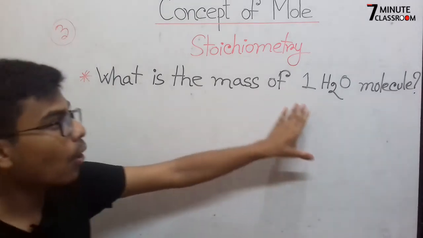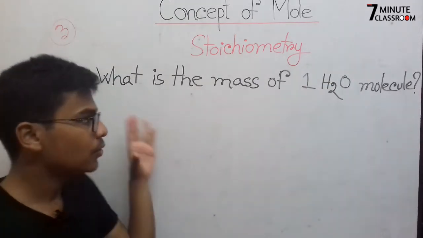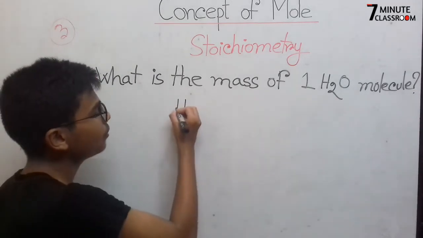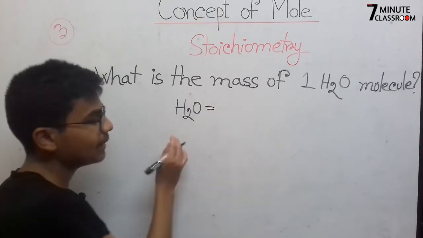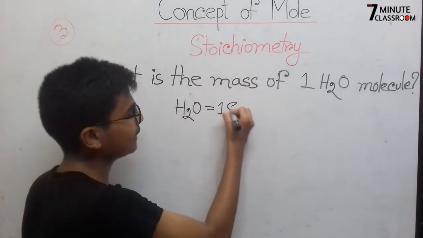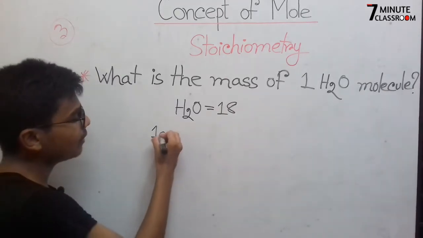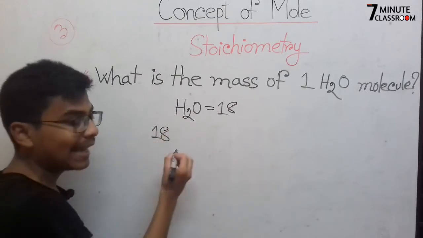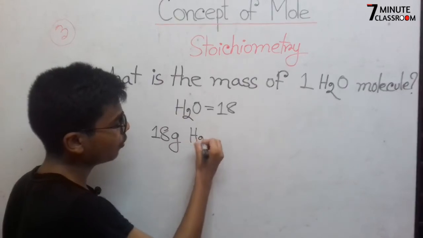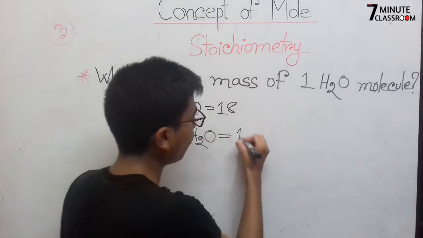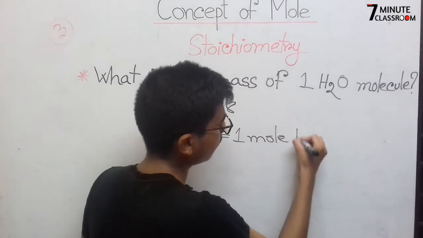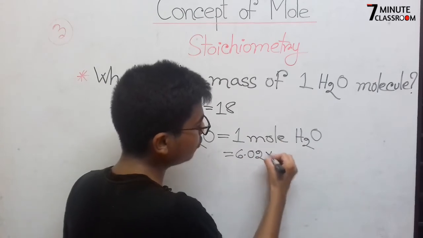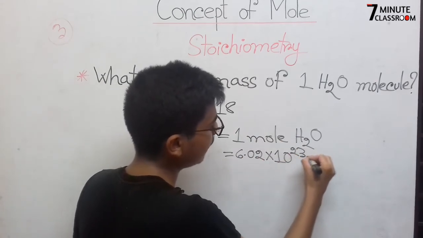What is the mass of one H2O molecule? To solve this math, first we have to determine the molecular mass of H2O. We found in the previous math that it is 18. So we know 18 gram H2O equals 1 mole H2O, and that means 6.02 into 10 to the power 23 H2O molecules.